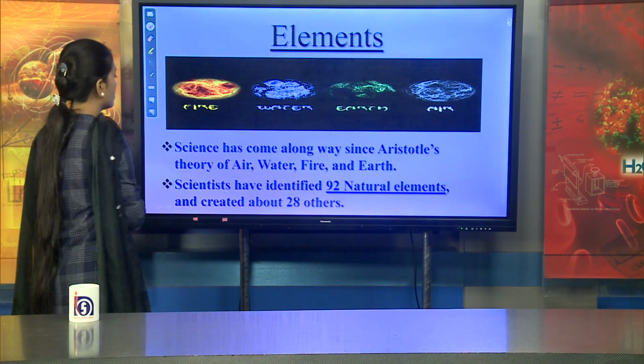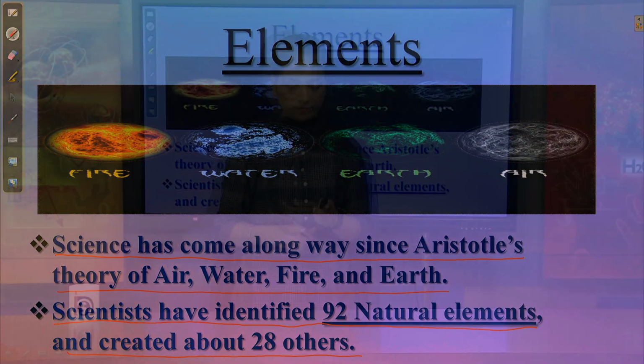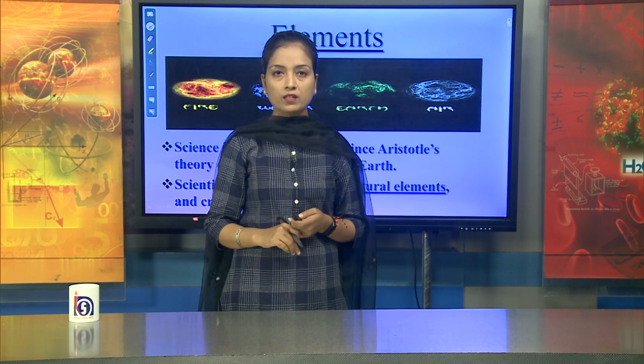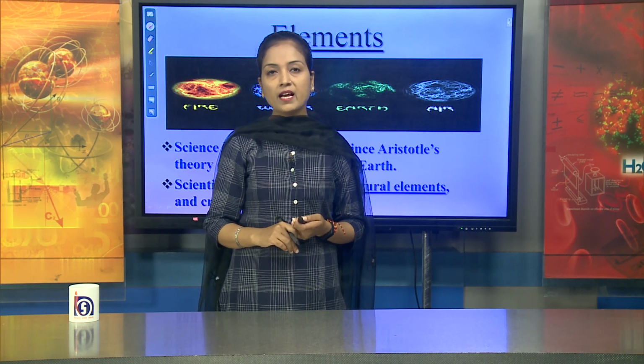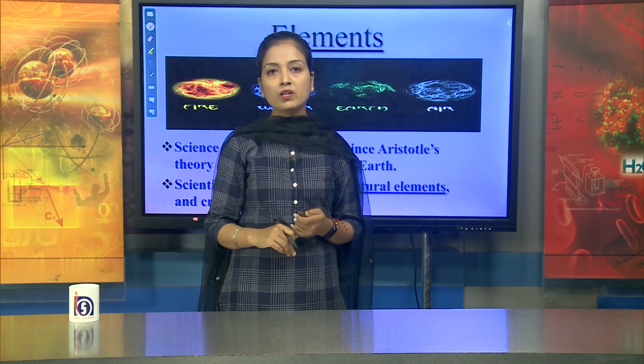Next we will discuss elements. Science has come a long way since Aristotle's theory of air, water, fire and earth. Scientists have identified 92 natural elements and created about 28 others. Chemical elements may also be categorized by their origin on Earth, with the first 94 considered naturally occurring, while those with atomic numbers beyond 94 have only been produced artificially as the synthetic products of man-made nuclear reactions.